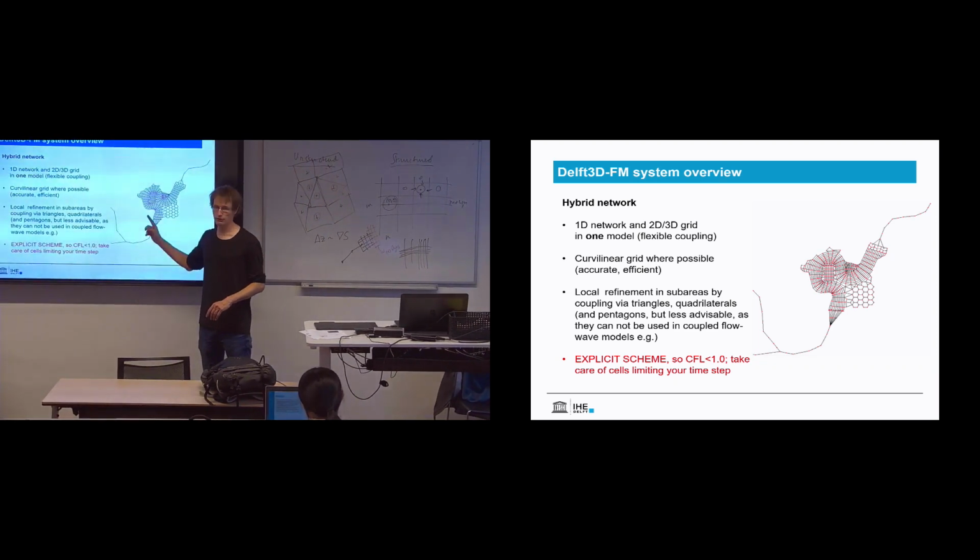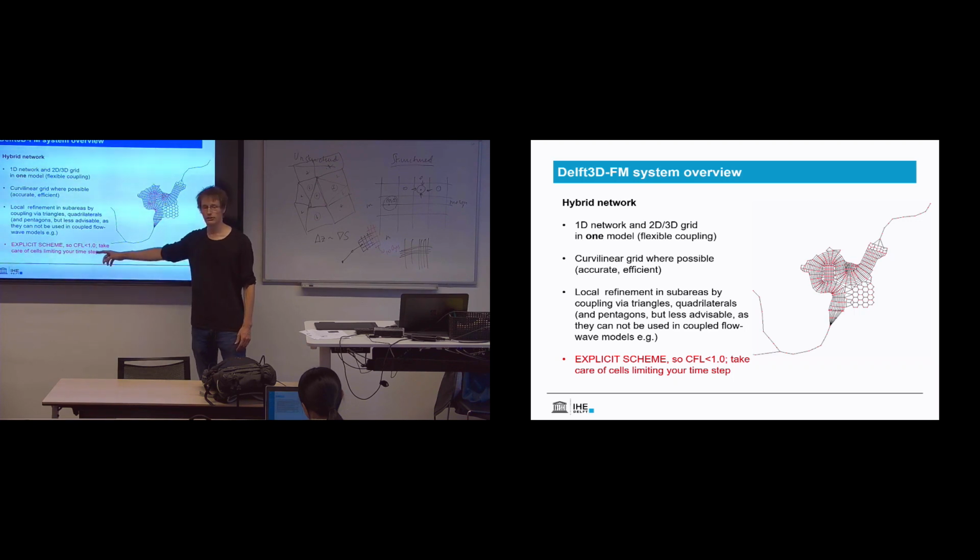Flexible mesh, however, is fully explicit, so it has a strict CFL smaller than 1 condition. So time steps in flexible mesh will, in general, be smaller than in Delft3D. That's what you have to remember about it. Yeah? That also means that there are always cells that are limiting your time step. And often, with some careful judgment, you can make your model faster by removing these cells or positioning them better, or changing the bathymetry slightly.